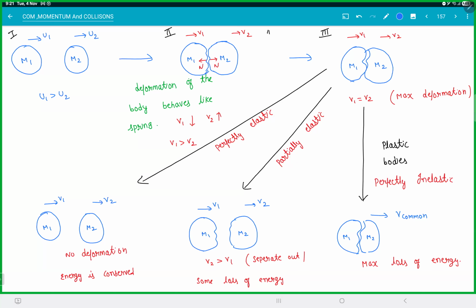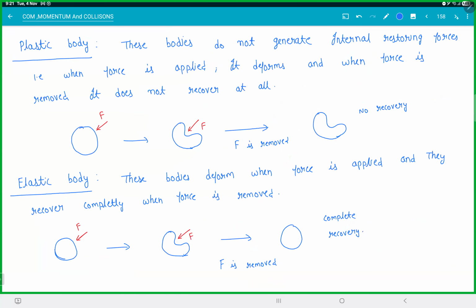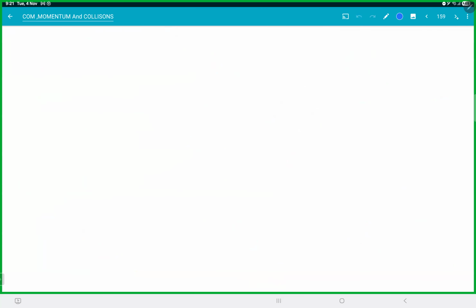Now, if you observe, the forces between them are always internal. So how do we solve these problems? Whenever you solve collisions, there are only two concepts. First, conservation of linear momentum. Since the forces involved are internal, momentum is always conserved in all collisions, all types. Meaning elastic, inelastic, it doesn't matter how much you get deformed.